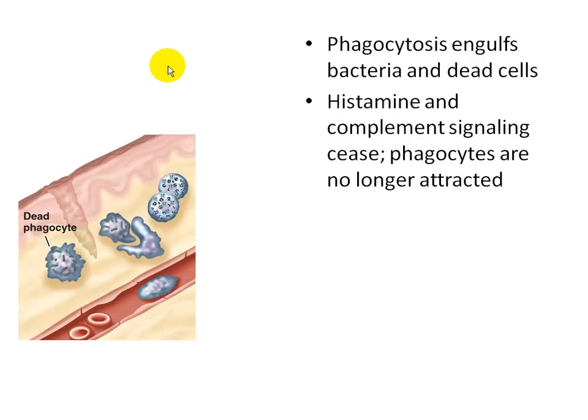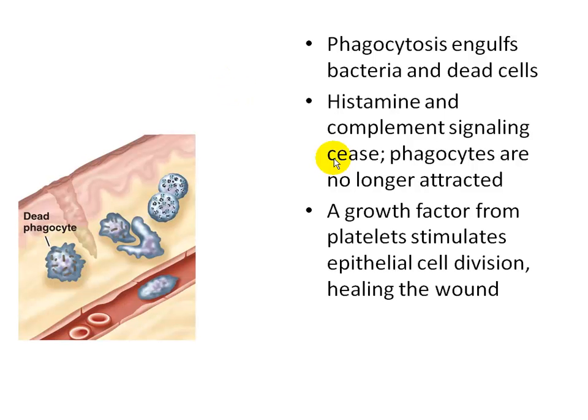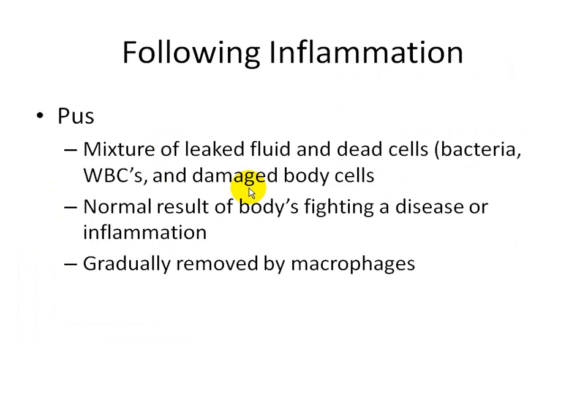What happens next then is that phagocytosis is going to engulf bacteria and the dead cells. Histamine and complement signaling will stop because they don't need it to be there anymore. Phagocytes are no longer going to be attracted once that signaling stops. And then a growth factor from platelets that are there will stimulate mitosis, epithelial cell division, and that will eventually heal that wound. All right, so after inflammation, pus will follow. Pus is going to form.